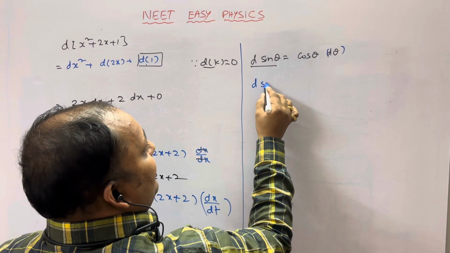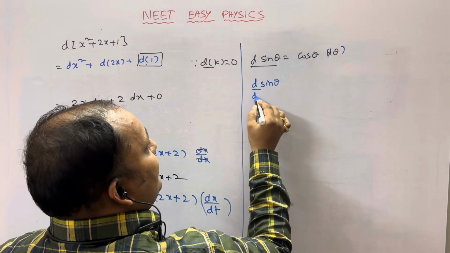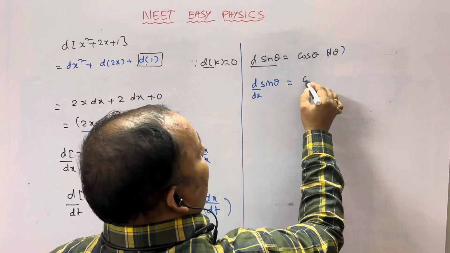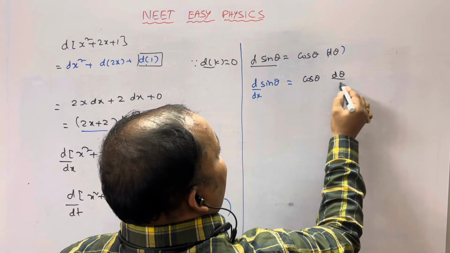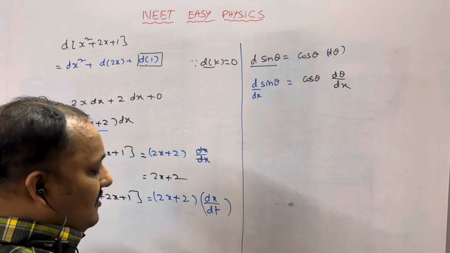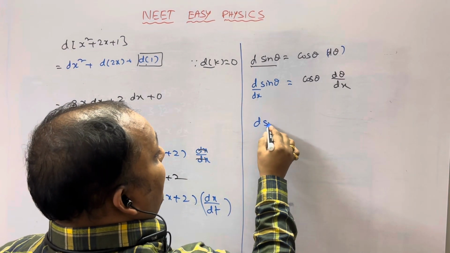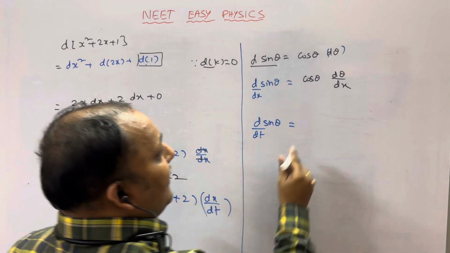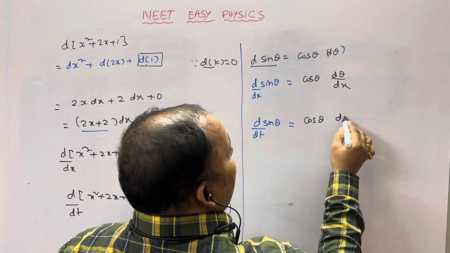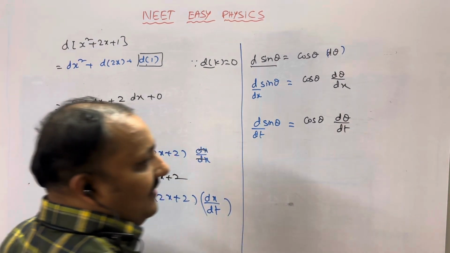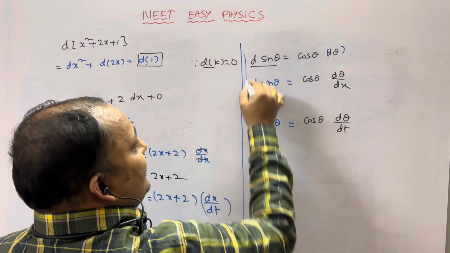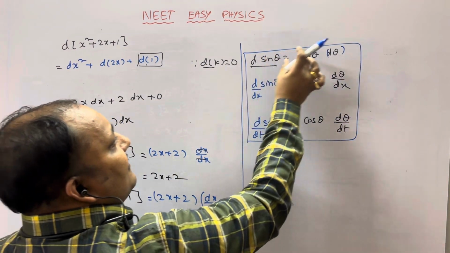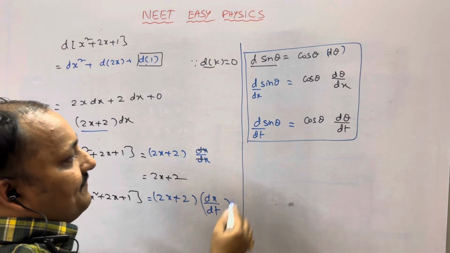So the derivative of sine theta with respect to x, let us assume, is cos theta d theta by dx. Next, the derivative of sine theta with respect to time t is cos theta d theta by dt. Why I am giving it like this: whenever in maths they say the derivative of sine theta is cos theta d theta.